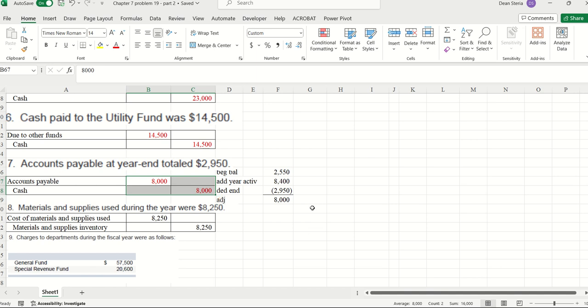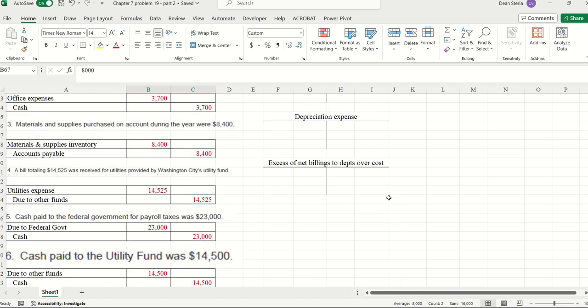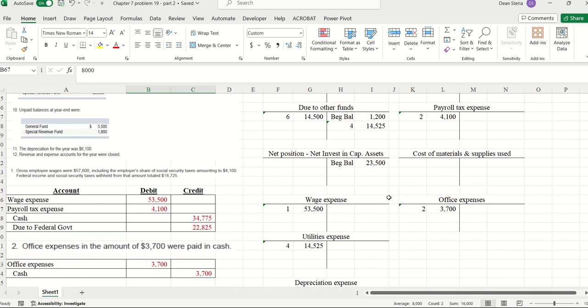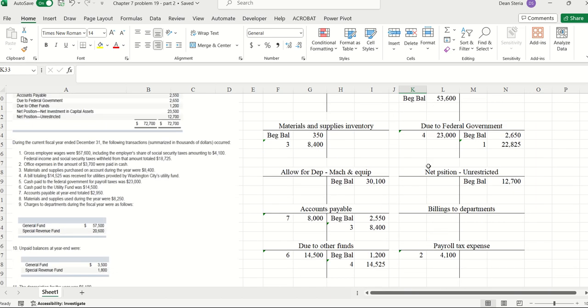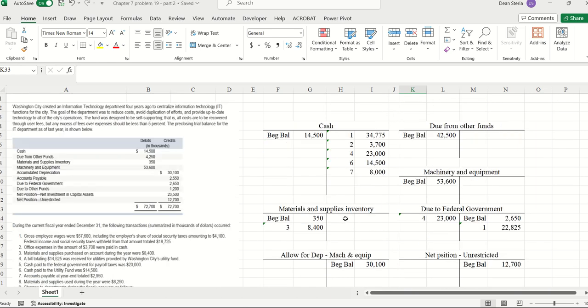So we're going to hit cost of materials and inventory. So cost of materials used is $82.50. That is 8. And then we go up here to machine inventory and we're going to credit that for the $82.50. And again, that was entry 8.